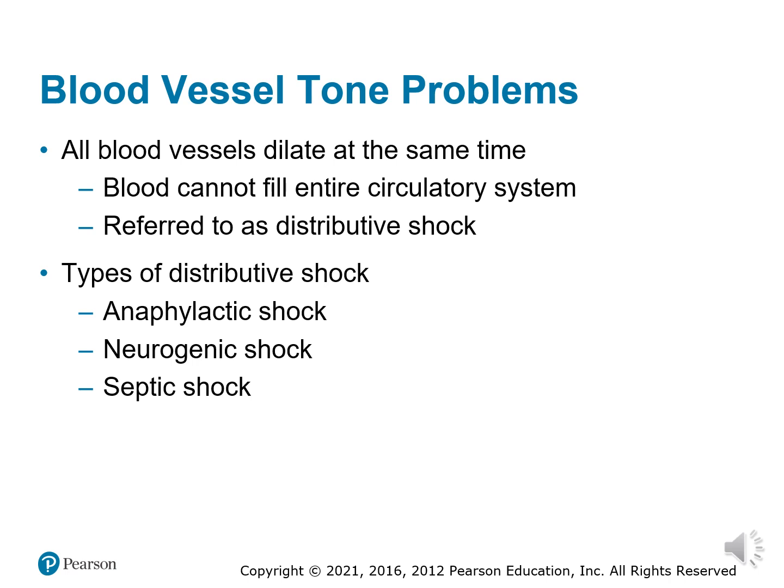Next is blood vessel tone problems. All blood vessels dilate at the same time. Blood cannot fill the entire circulatory system. That is referred to as distributive shock. Types of distributive shock are anaphylactic shock, neurogenic shock, or septic shock.